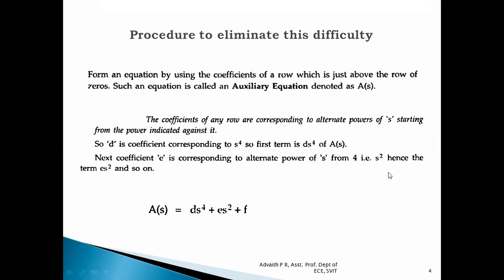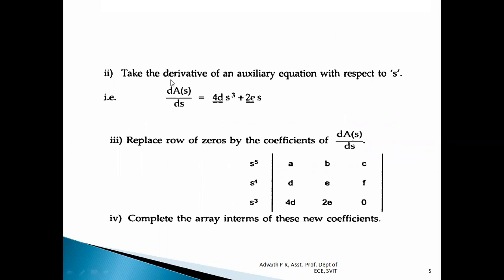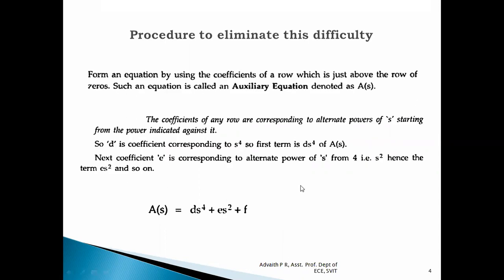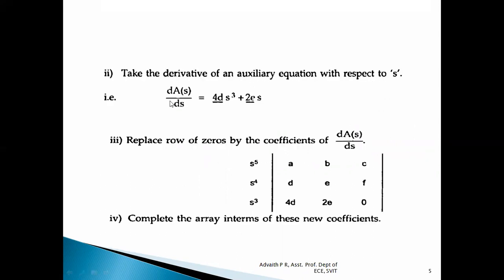This is the first step. Next, we have to take the derivative of the auxiliary equation with respect to s. When we differentiate this auxiliary equation with respect to s, we get dA of s divided by ds equal to 4D s to the power of 3 plus 2E s plus 0. So the equation becomes dA of s divided by ds equals 4D s cube plus 2E into s.